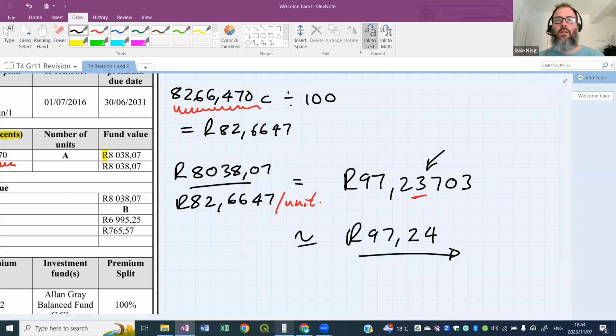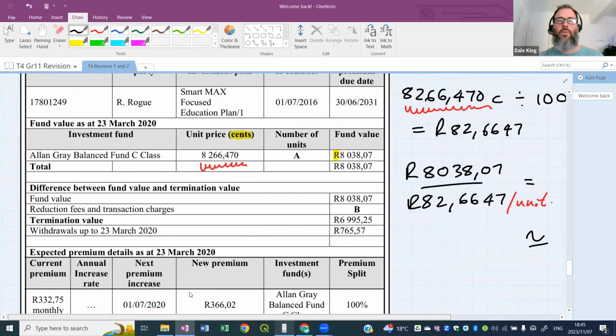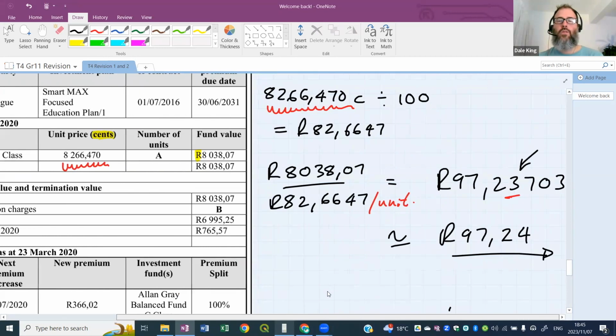Does it make sense now? Yes, yes, it does make sense. All right, excellent. So this is the price for 1 unit of this investment. So that was question number 3, I think. This is the price for 1 unit of this investment.